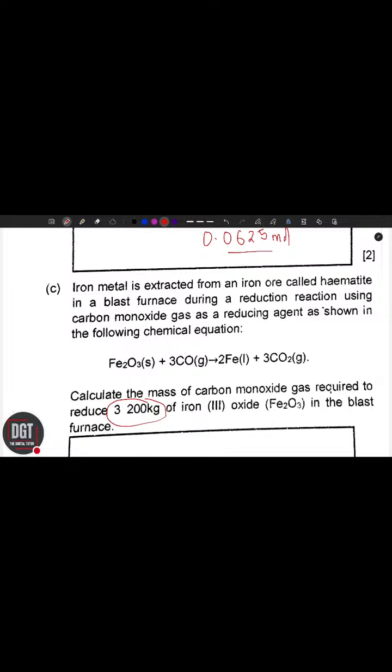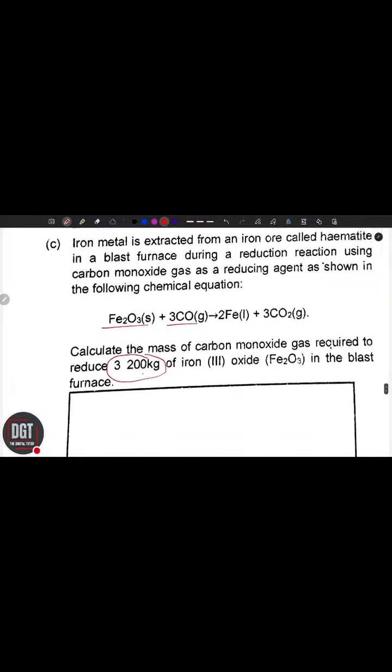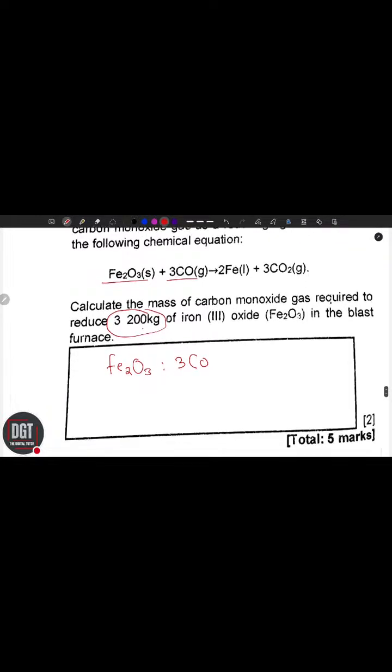So here we go back to mass. We are going to find the molar mass of this one. We treat it as the mass, then to this one. Okay? Then of course, what about this one? So what I'm saying is that we are going to form the ratio of iron oxide 2, 3, carbon monoxide.